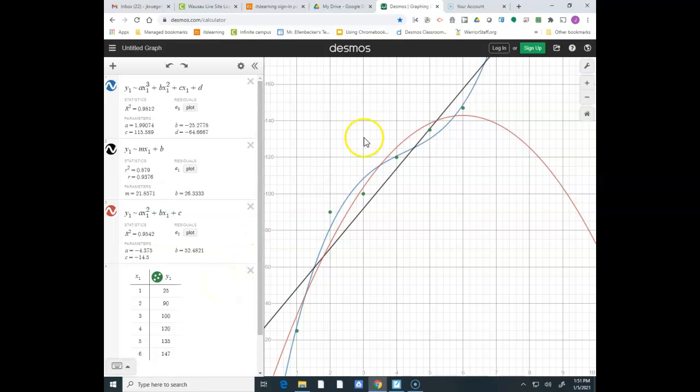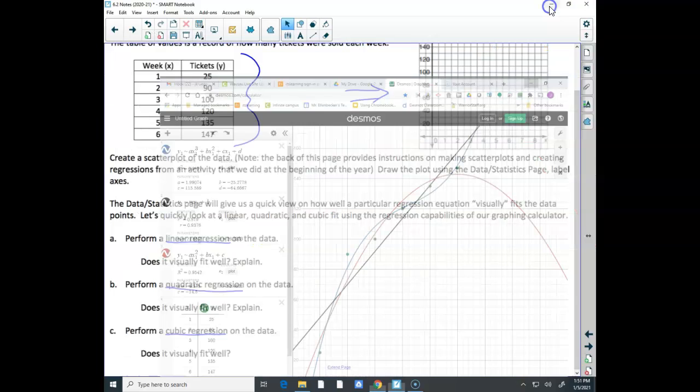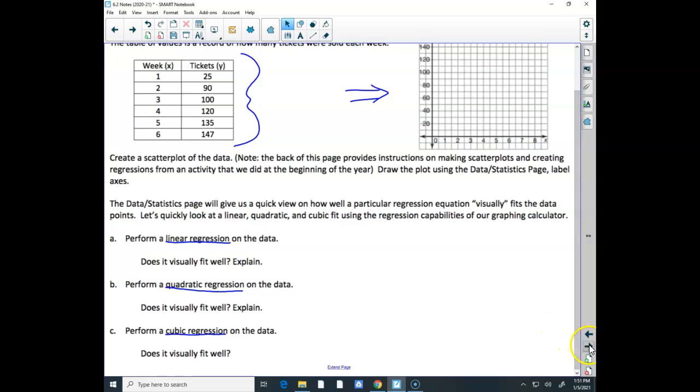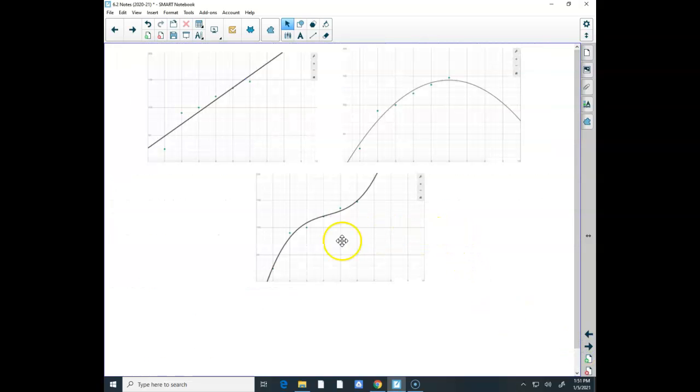So what I'm going to do is minimize this out, and we're going to move to our next page here, and I do actually have my graphs there. Here's my linear graph, here's my quadratic, and here's my cubic. We decided the cubic is going to fit the best, okay? And visually it fits the best because it touches more of the data points, which means they are closer to my curve in general.